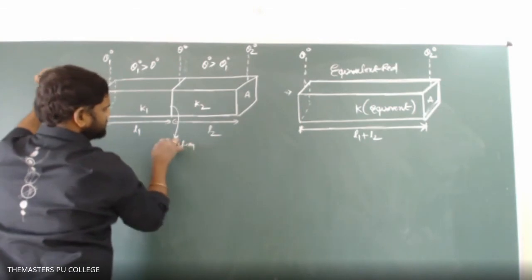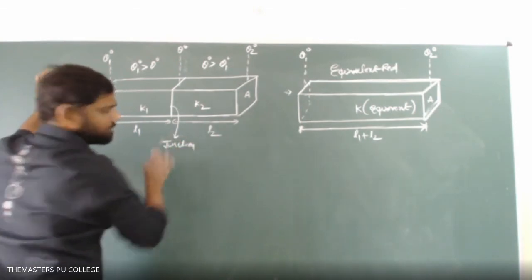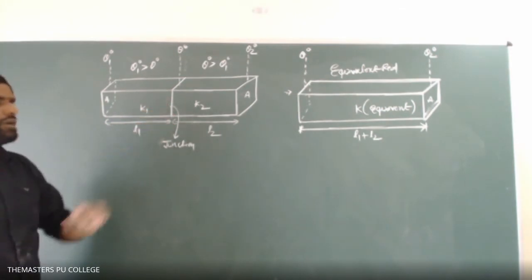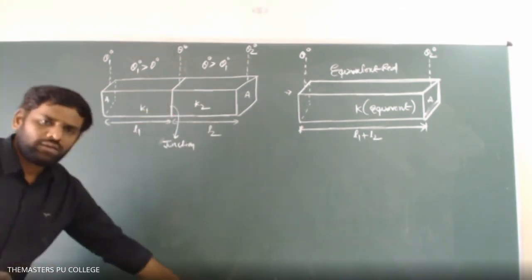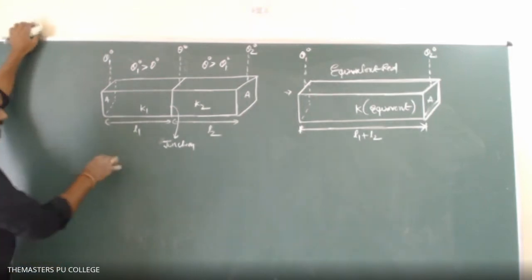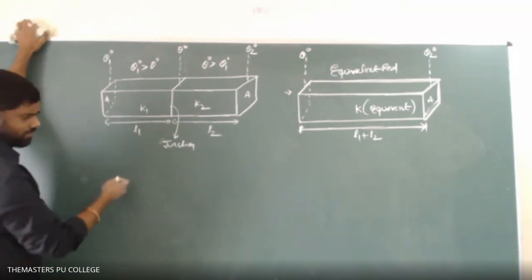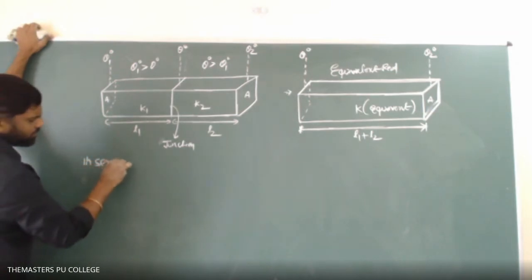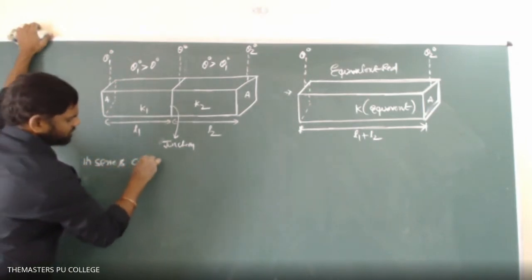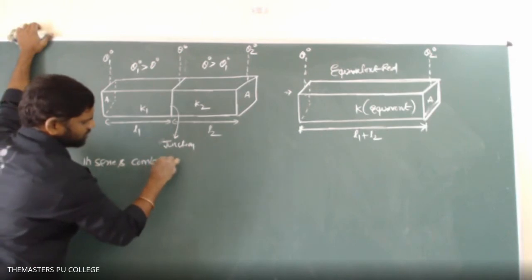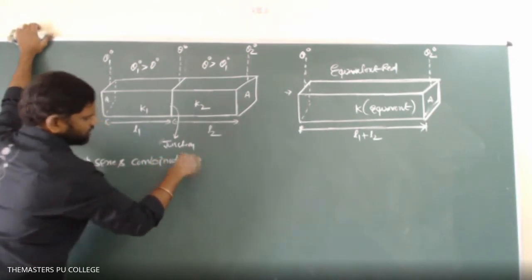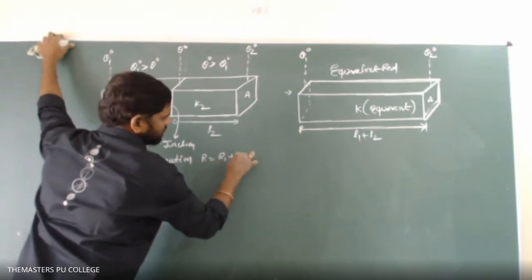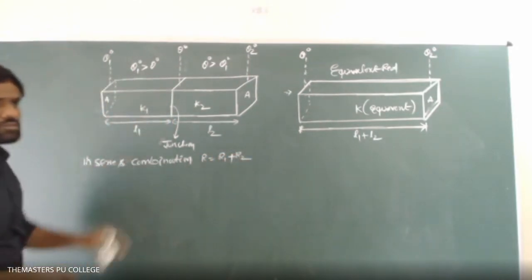Junction means, I think you know, the joint of these two rods. That's why we can call it the junction. And yesterday, till where had we discussed? So in series combination, we can write R equals R1 plus R2.